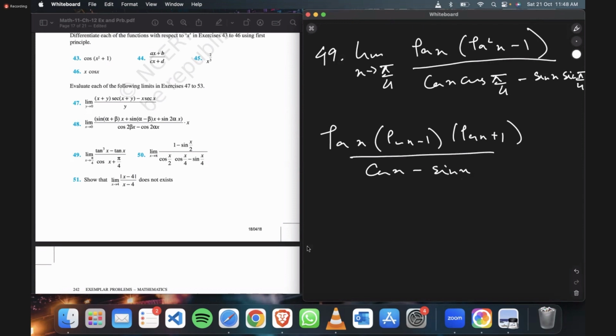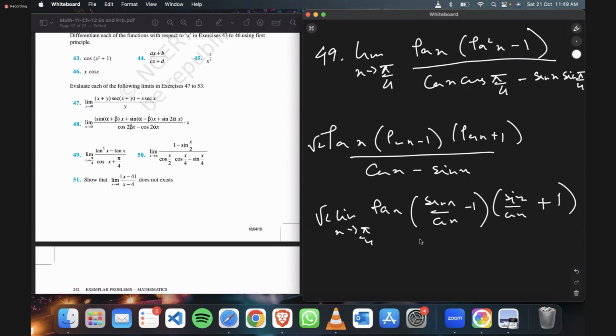Now this tan x, what can I do with this? There's also an under root 2 term. So root 2 times limit x tends to pi by 4. If I open this tan x as sin x upon cos x, what will I be left with? There's a sin x divided by cos x minus 1, sin x divided by cos x plus 1, whole divided by cos x minus sin x. So if I take a cos x common from this whole thing, right?